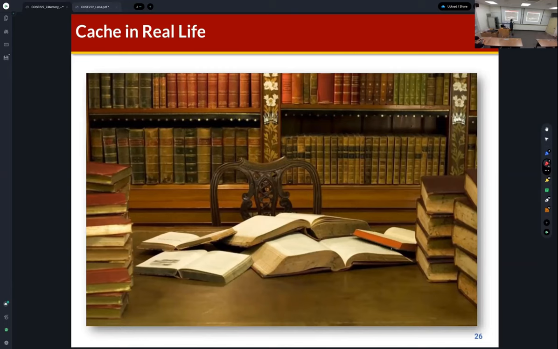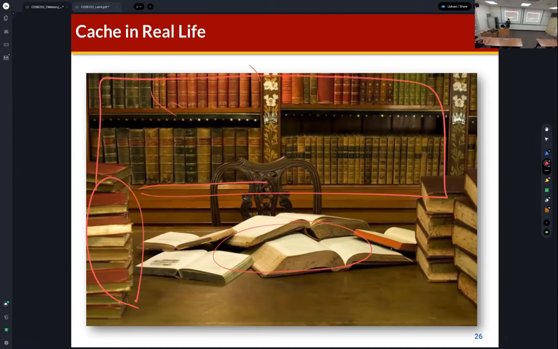Actually, in real life, we already utilize the concept of cache, right? As you can see, you can find many books in the bookshelf. Okay. And then also you can find some selected books on the desk. So you can find a small number, three or four books on the desk. Actually, we have many books, but if you are studying computer architecture, you just require computer architecture books, right? But there are many kinds of books in the world. Okay, so you can find OS books, or programming books, or other kinds of books. But if you are studying computer architecture, then we just require a certain kind of book.